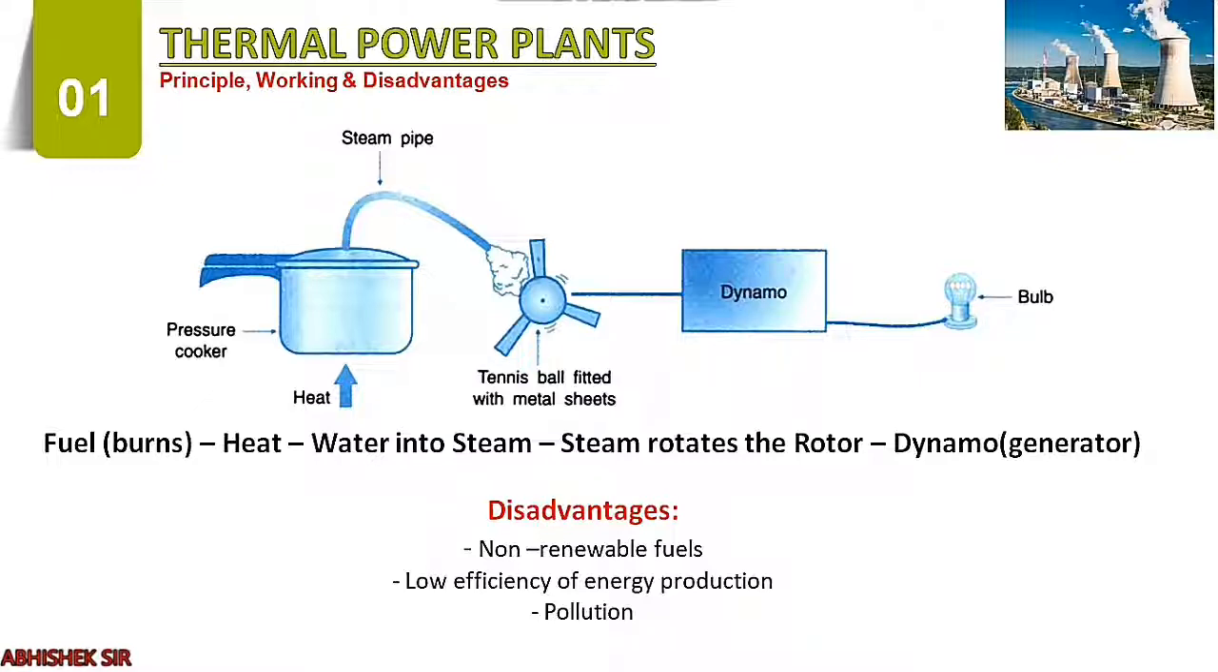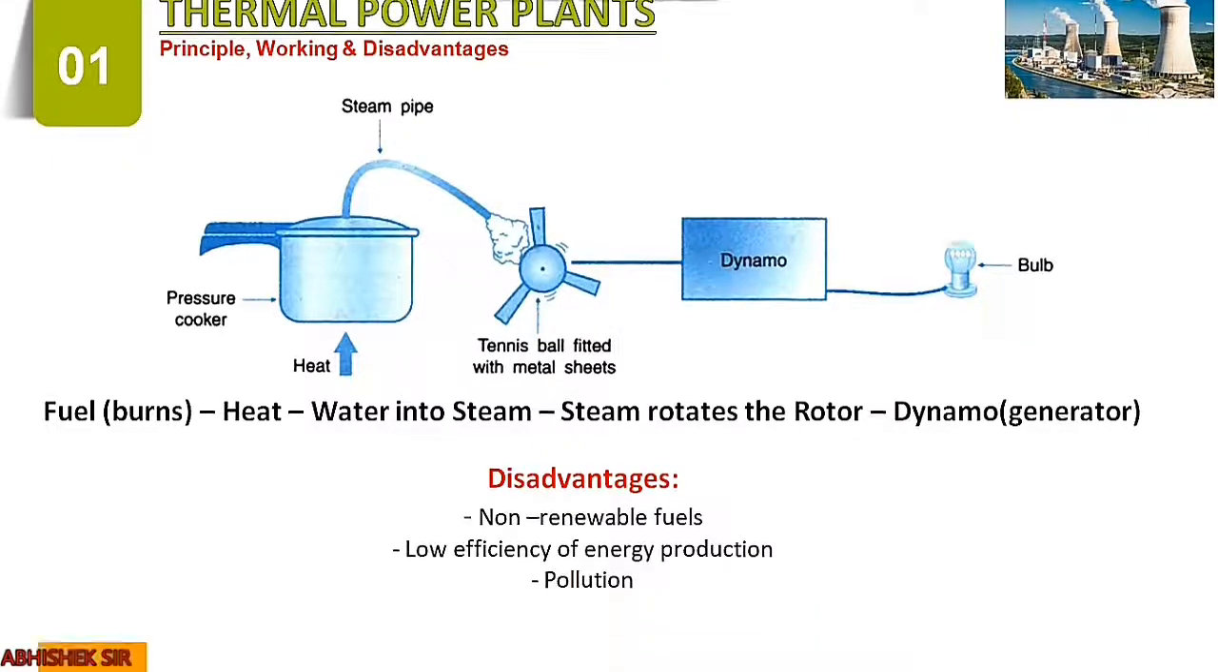You see, we are relying on non-renewable fuels. That is why they are limited. They will be exhausted. The efficiency for energy production is very less, right? Almost the efficiency of a thermal power plant is near about 33%. So the remaining 67% we are wasting. And also, if we burn a huge amount of non-renewable fuels, it will create pollution. Clear? So this is all about the thermal power plant.